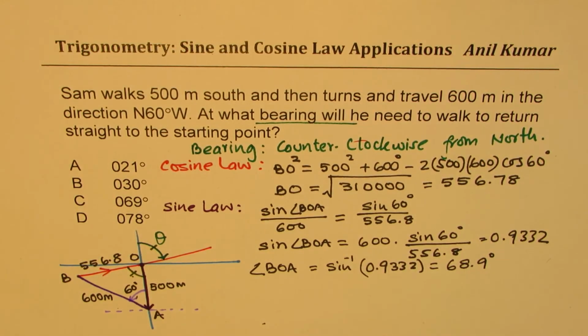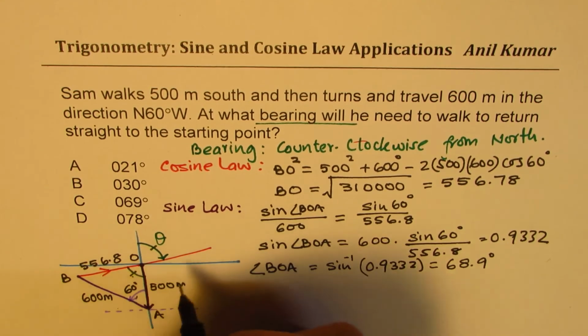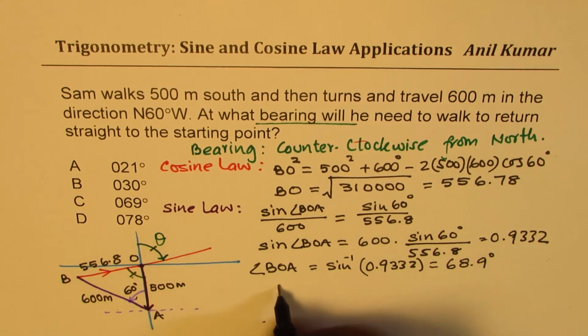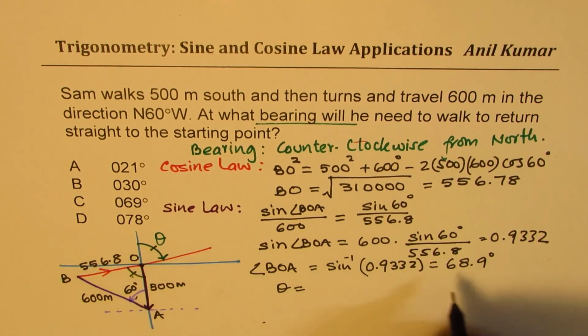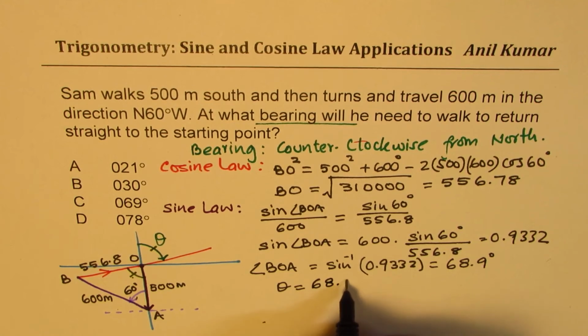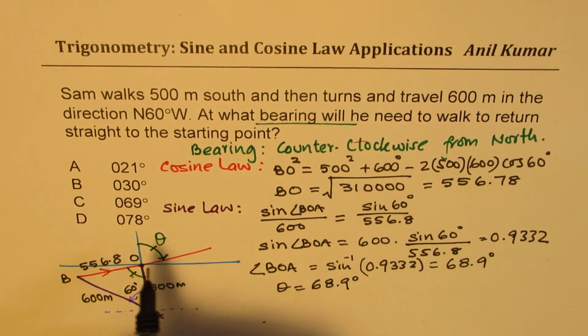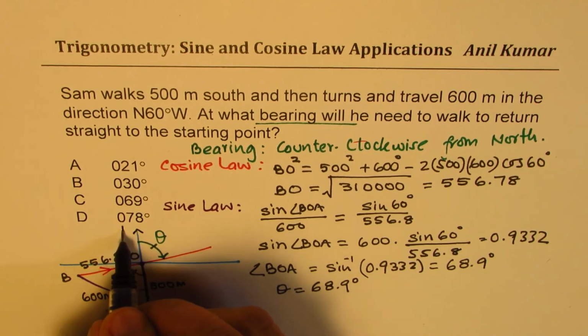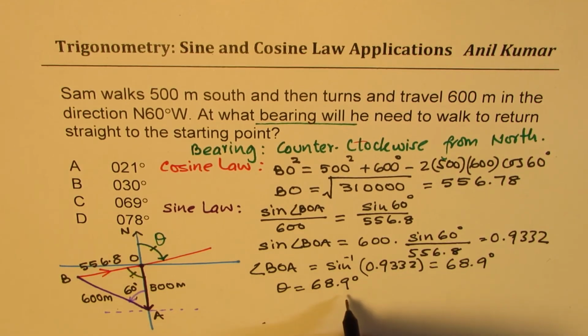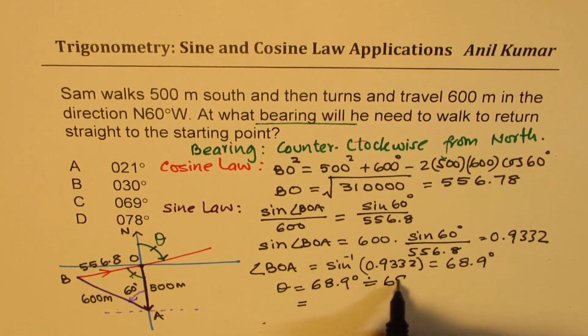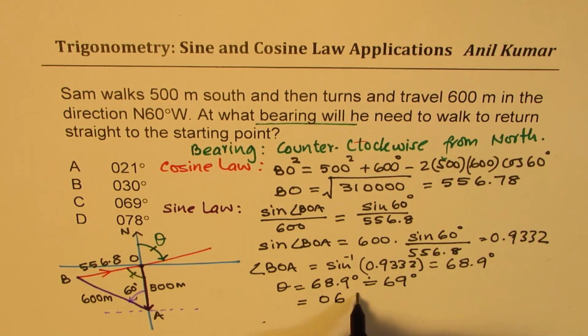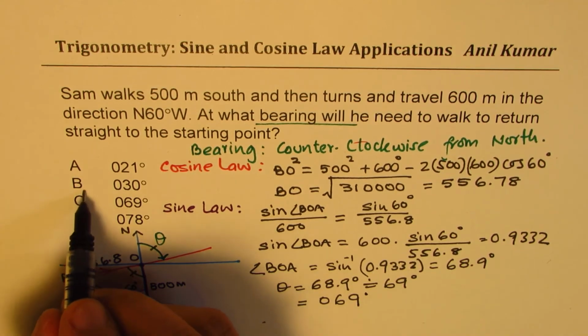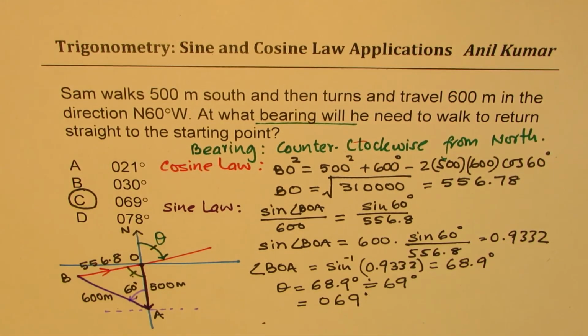We get 68.9 degrees. Now if this angle is 68.9, that means theta, which is vertically opposite angle, should also be equal to 68.9 degrees, right? Now theta is from north, so this is north, correct? So much east, correct? So in bearing angles, we could write this as, we are rounding this to 69 degrees and rounding this as 069, which is option C for us. Does it make sense to you? So that is how we can actually solve such a question.